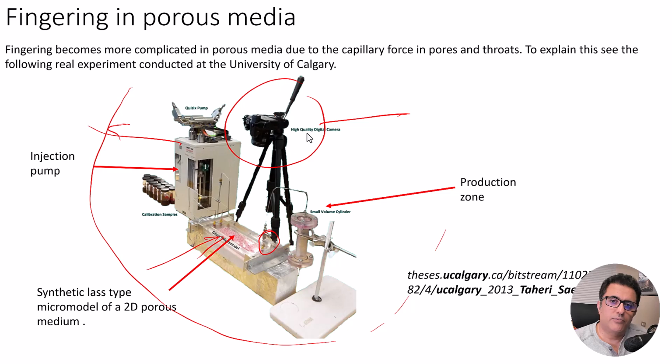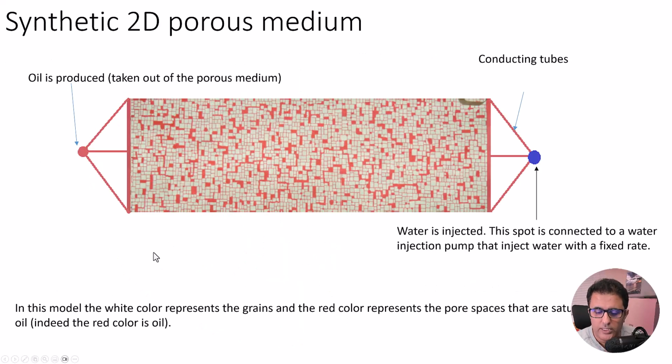The two immiscible fluids used in this experiment were water and oil. The micromodel was initially saturated by oil, and then water was injected into the micromodel to extract oil. So what you see here is the micromodel, and the white color corresponds to grain's location, and the red color here is oil.